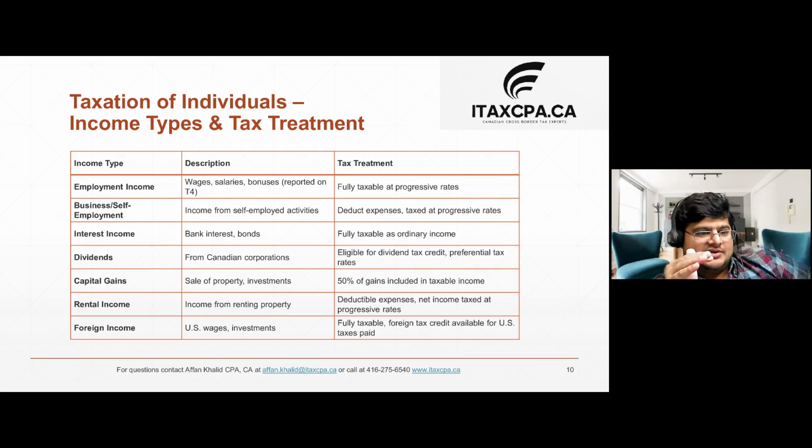With dividends, we have a bifurcation of whether it's a dividend from a Canadian company or a dividend from a non-Canadian company. A dividend from a non-Canadian corporation is treated like any ordinary income, and will be fully taxed at the progressive rate.